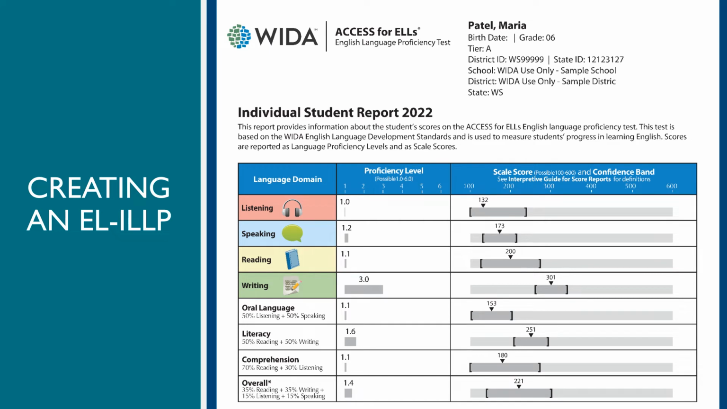This slide presents Maria's Individual Student Report 2022. At first glance, looking at Maria's overall score of 1.4, you would think she might be a newcomer with very limited English language skills. However, after looking at the domain scores, Maria's writing proficiency level is a 3.0, which demonstrates she has English language skills.